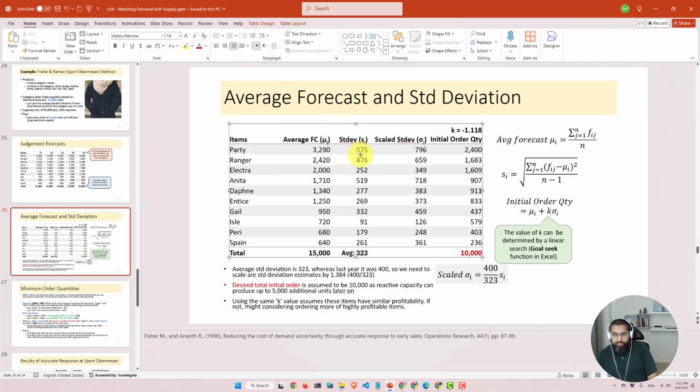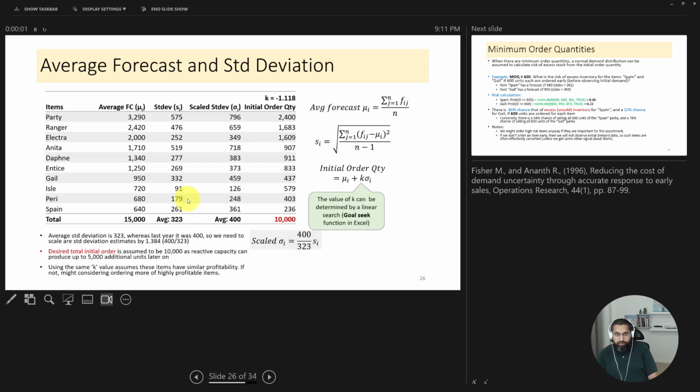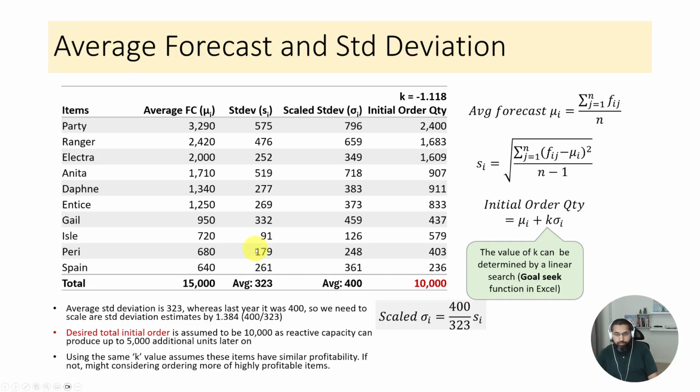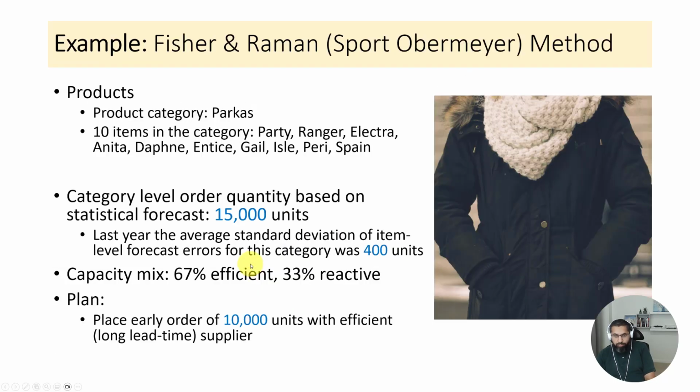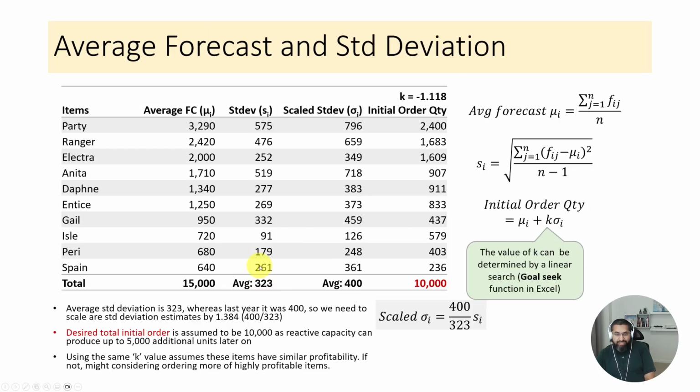Once I find the standard deviation for each item using this formula, I calculate the average across this column. And what do I find? What I find is that on average, the standard deviations are 323. However, if you go back to the problem, we know that historically the forecast error standard deviation is up to 400. So I'm underestimating the forecast error here. I'm thinking my forecasts are more accurate than they historically have been.